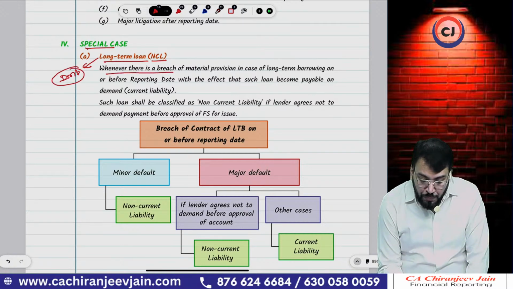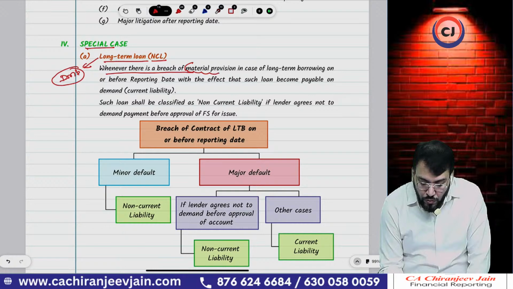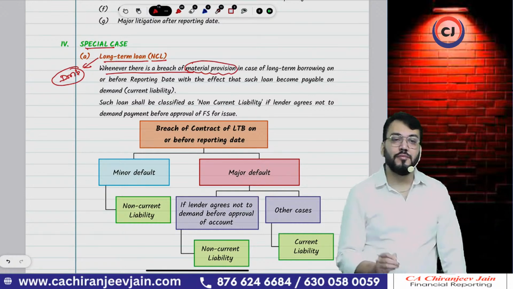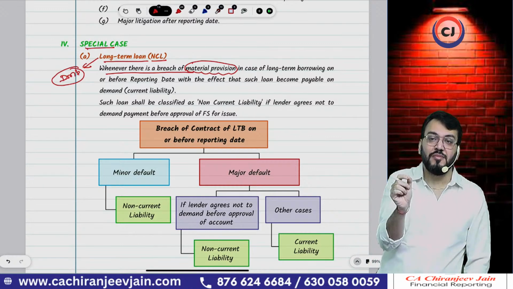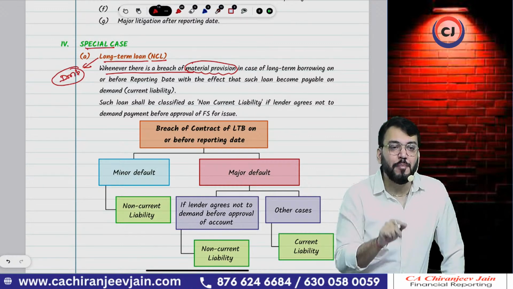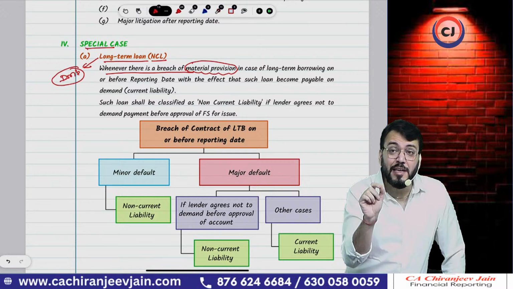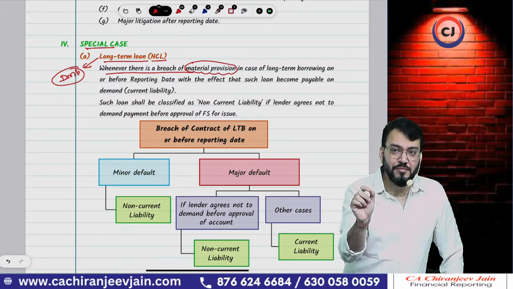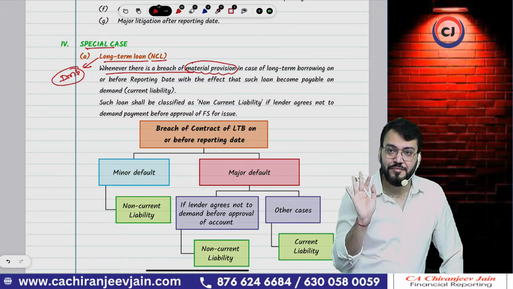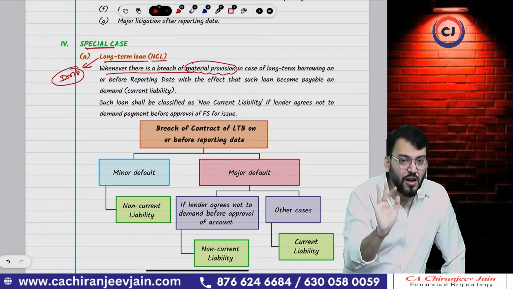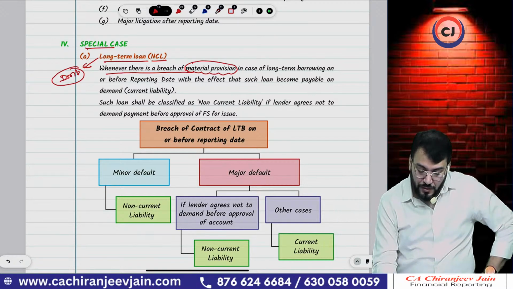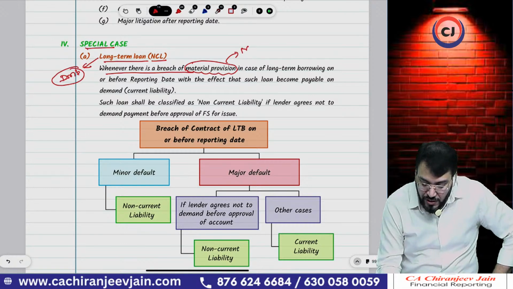Whenever there is a breach of material provision, what have they written? It means this para is not applicable for breach of an immaterial provision. Means if there is a minor defect, then this para is not applicable. If there is a minor default, then this para is not applicable. Material provision means major default.